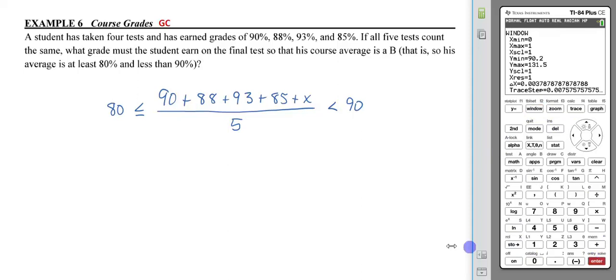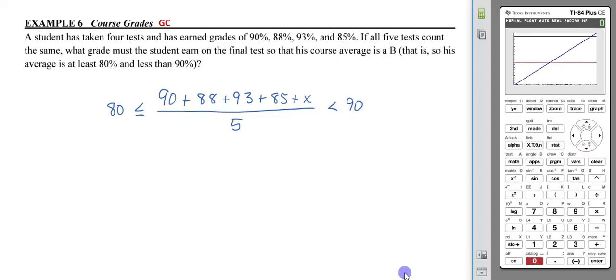And let's see, where would we graph something like this? Minimum of 0, max, let's say we max out at 100% on the test. We should be able to find the intersection there. Do a zoom fit, and indeed we see the intersection of the grades they're making and the limits between the lowest grade for an 80 and the highest grade to be up to 90%.